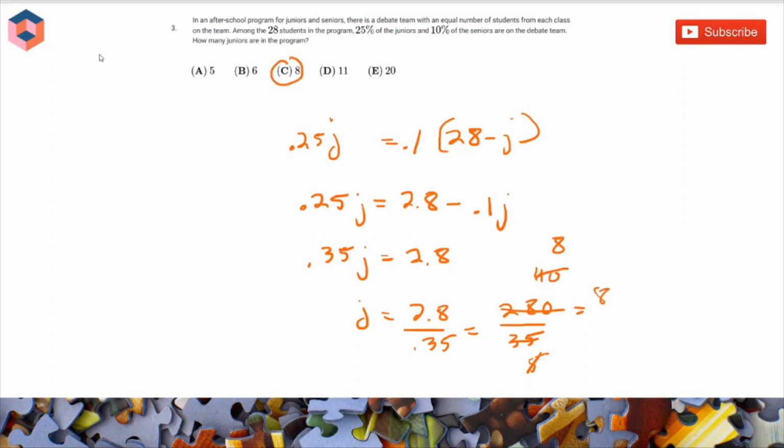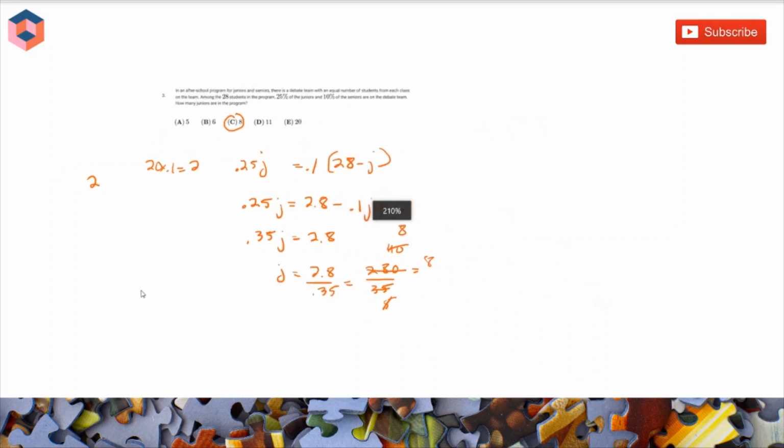Now we can double check our answer here. If there are 8 juniors, then 25% of them, or 2 of them, are in debate. And the rest, 28 minus 8, gives us 20 seniors, times 0.1 gives us 2. So since the number of seniors and juniors are the same, we meet the requirements in the problem, so we can move on to problem number 4.